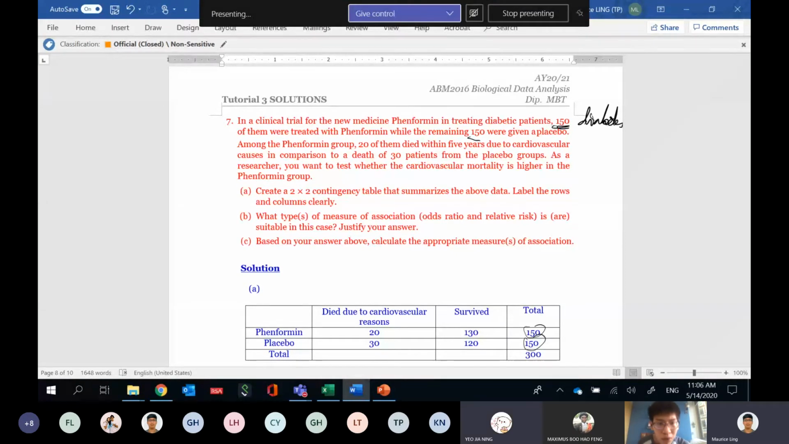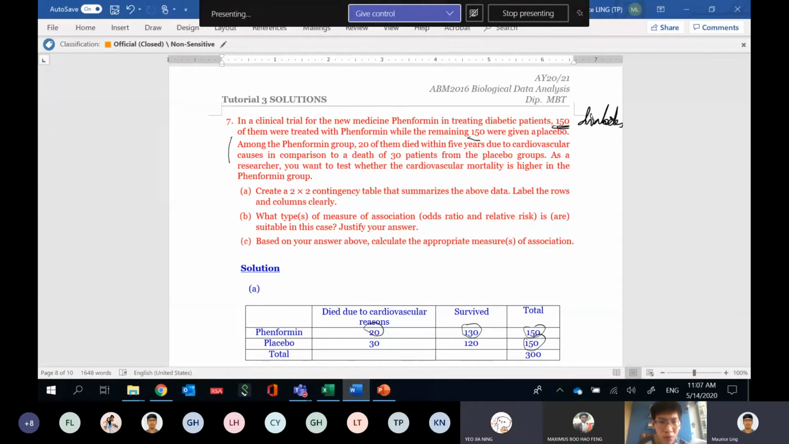Okay, so this is where the 250 comes from. Then what you say is, you read this part. Among the performing group, 20 died within 5 years. So 20 died within 5 years is where the 20 comes from. So how many survive after 5 years? You just minus it off, you get 130. So far so good?